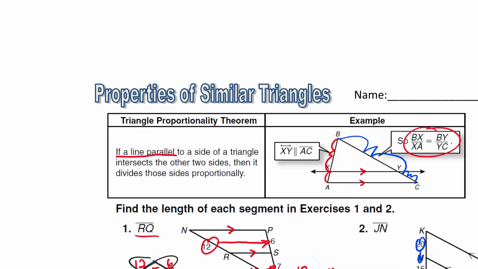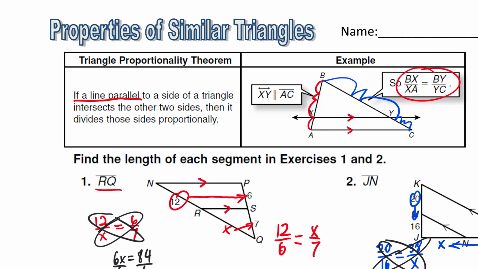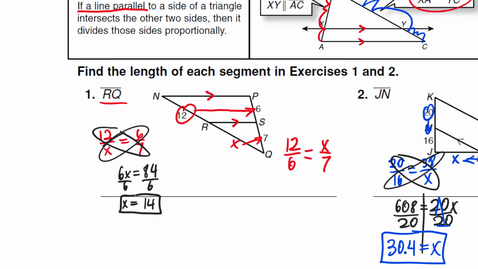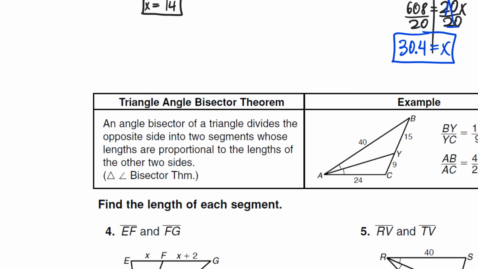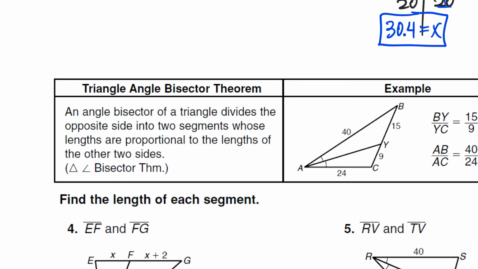Okay, so this is just one theorem, one property that's just true of triangles when that happens. So it's just another occasion for us to stumble across using proportions here. Okay, then here's another place where it shows up, the Angle Bisector Theorem. An angle bisector of a triangle divides the opposite sides into two segments whose lengths are proportional to the lengths of the two other sides.